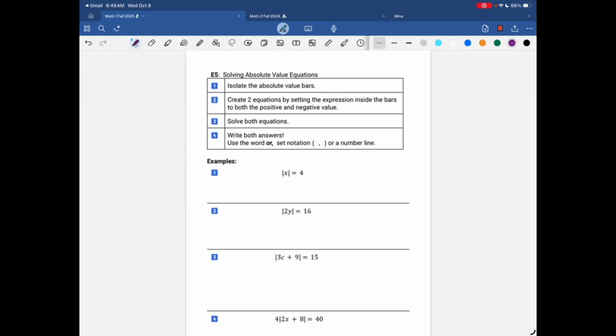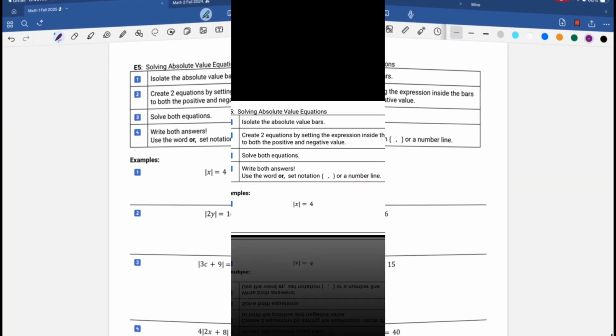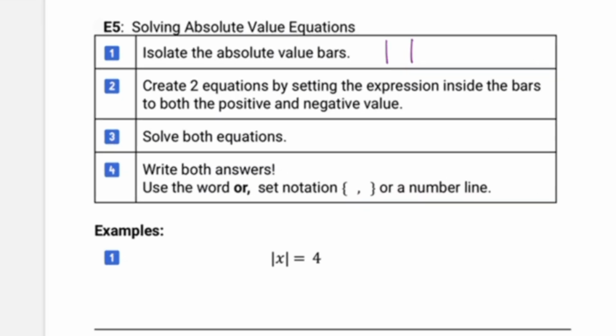There are 4 steps to solving absolute value equations, and step 1 is to isolate the absolute value bars. So what do you want? You want absolute value bars equal to a number.